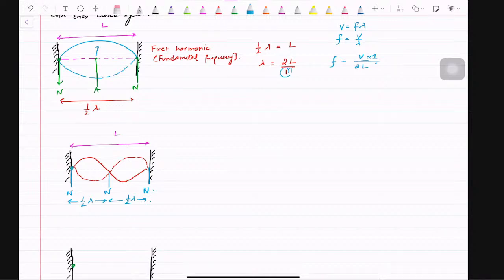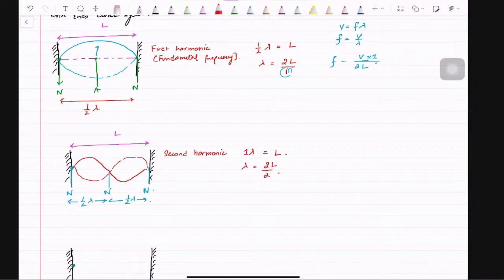So that means this is called the second harmonic. And 1 lambda is equal to the length of the string. Understood? Yeah. Can I write it as 2L over 2? Would you mind? No. It would be the same thing, right?